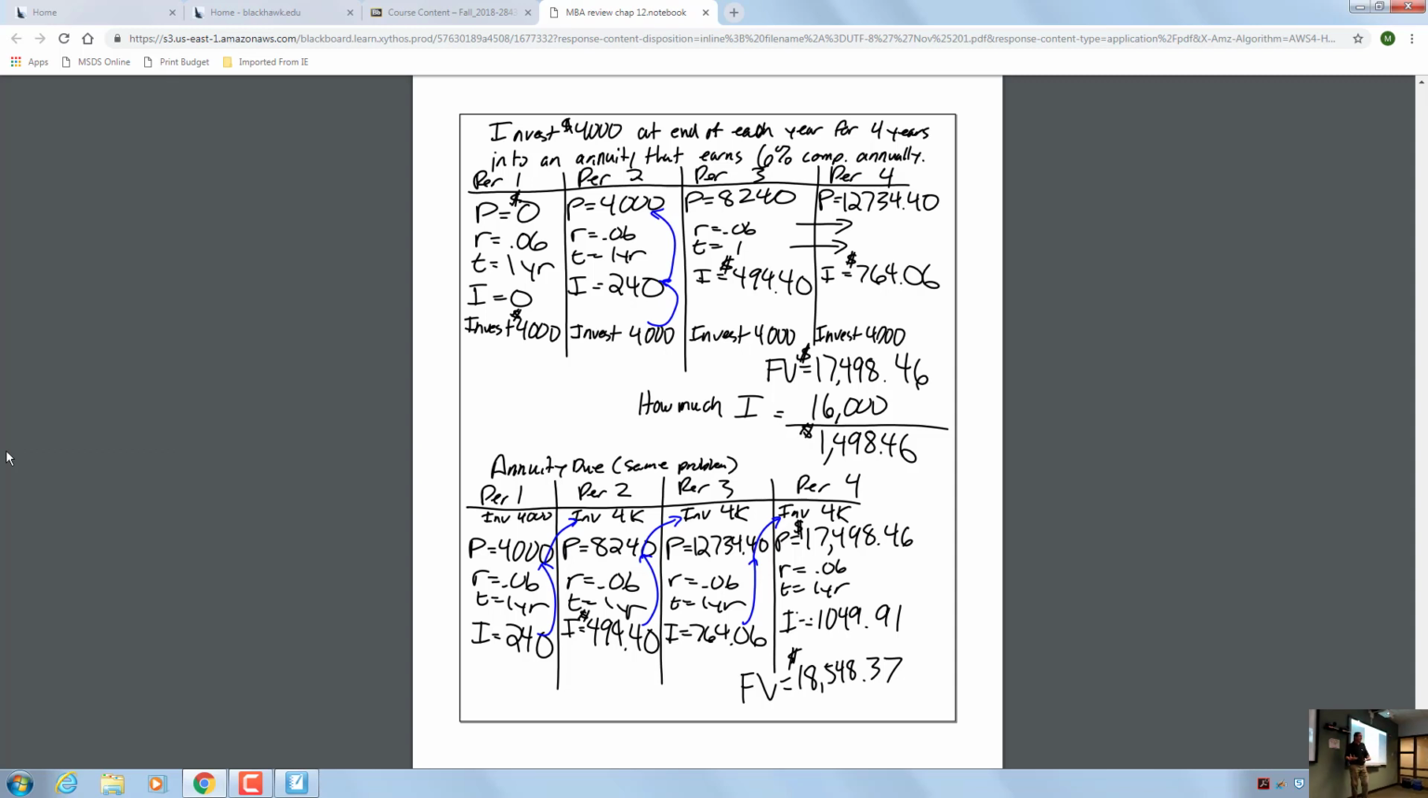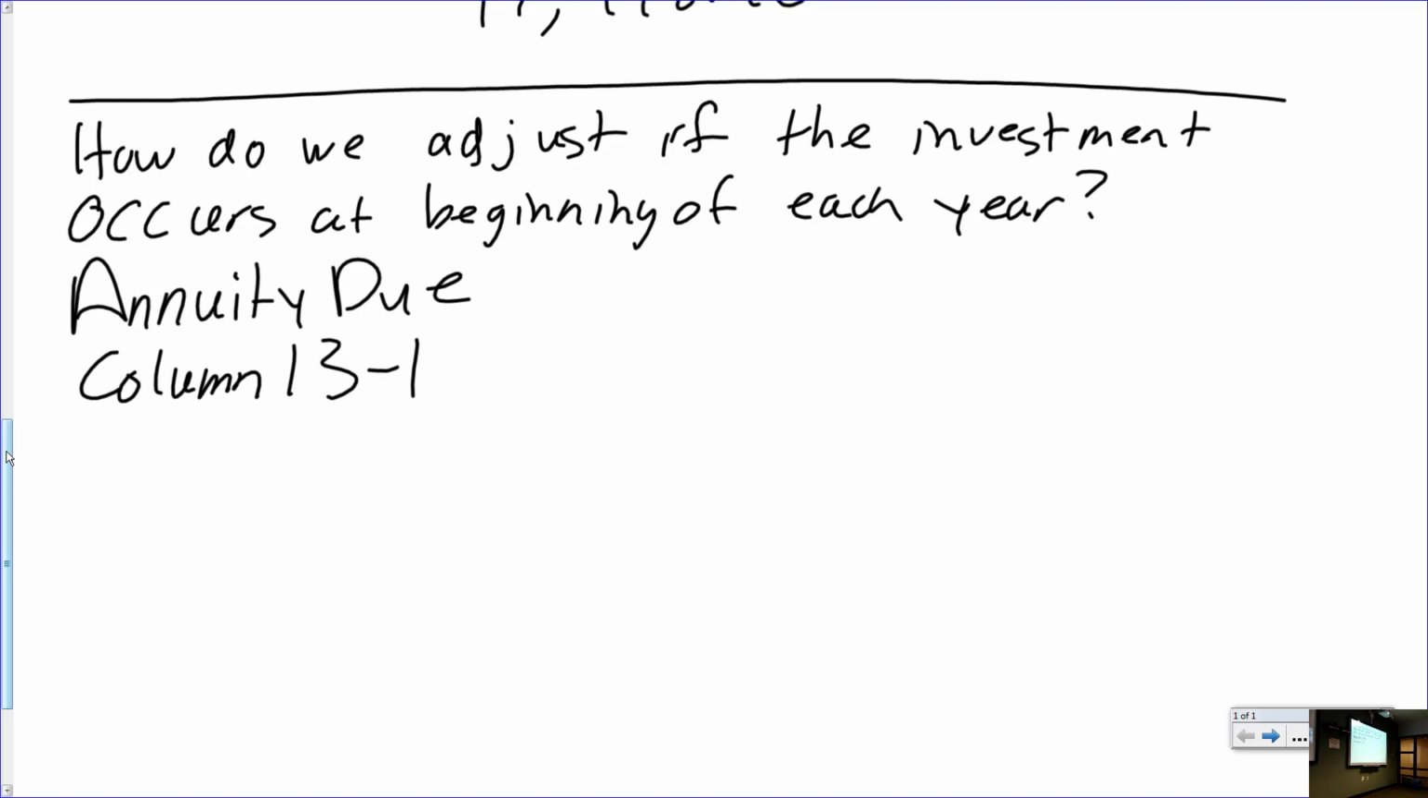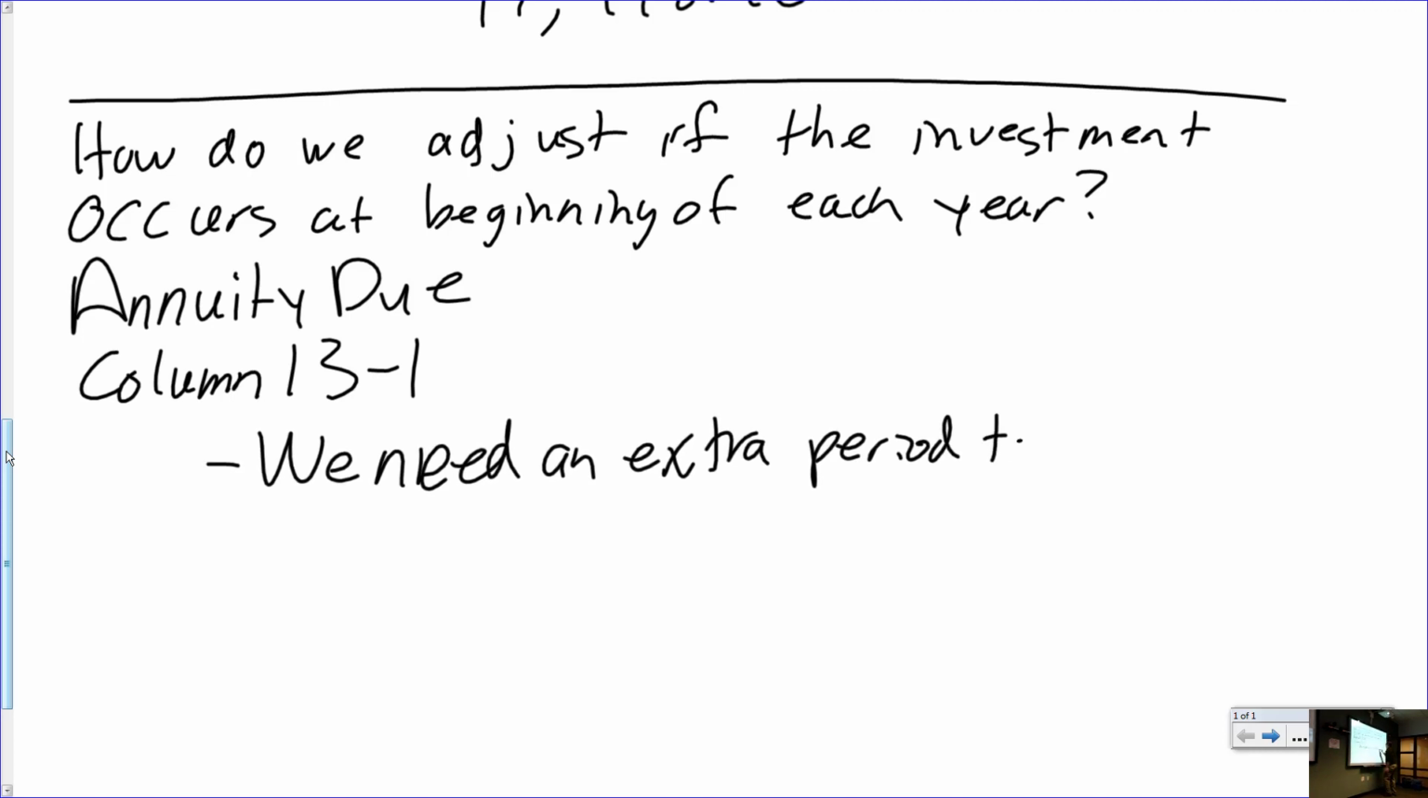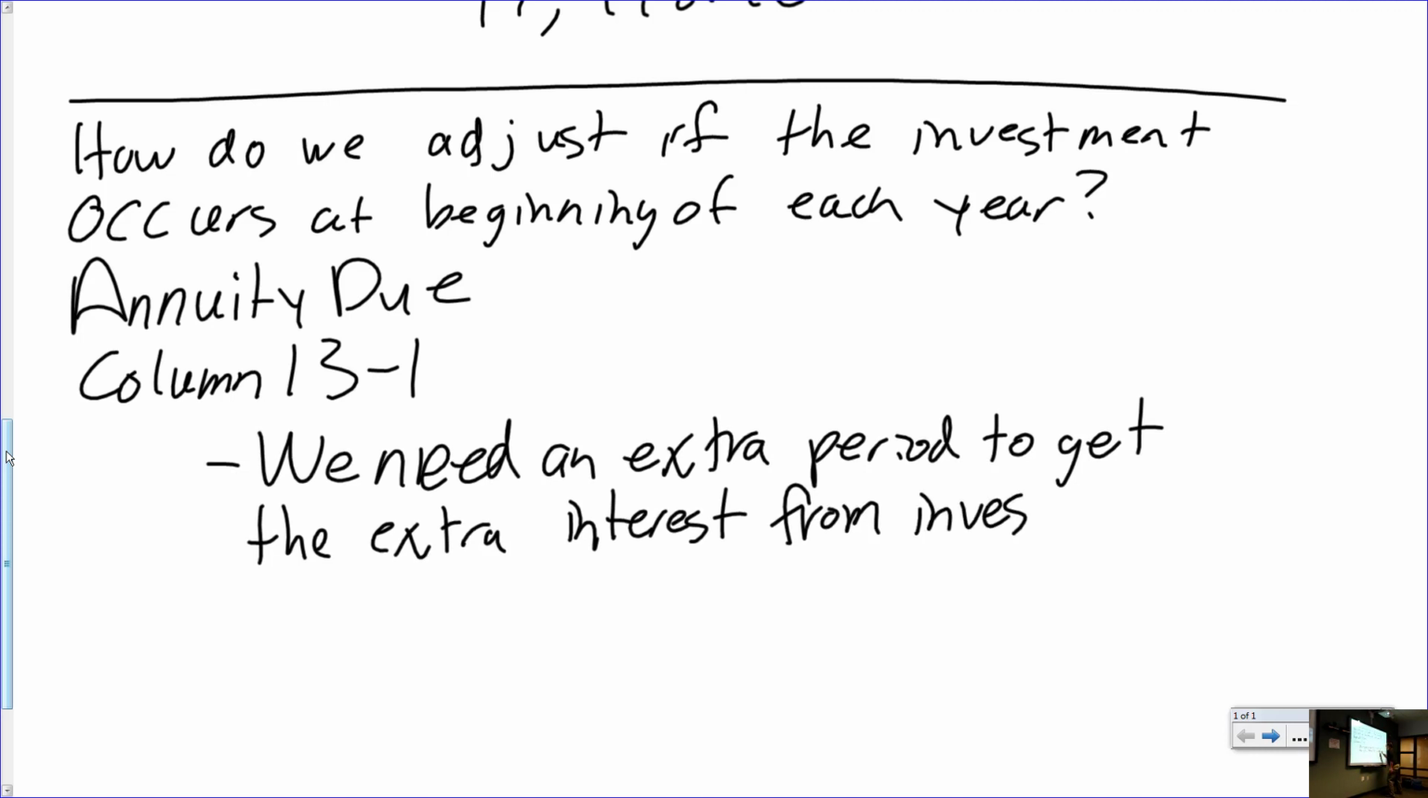So how, inside of these tables, do we get an extra period of interest? Yeah, 1 period. You add an extra period, okay? All right, so we need an extra period to get extra interest from investing at the beginning, right?